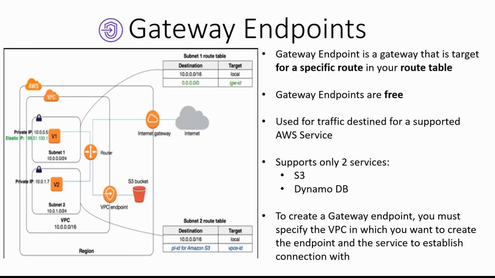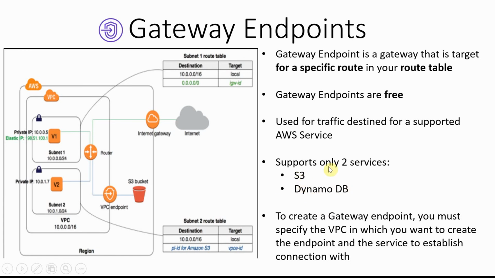Whereas this gateway endpoint is primarily free, which means it comes with limitations. Only two services are supported, S3 and DynamoDB. Let's say the target destination of another AWS product where you want to talk is S3 or DynamoDB. DynamoDB is a database from the AWS side, and S3 is storage.